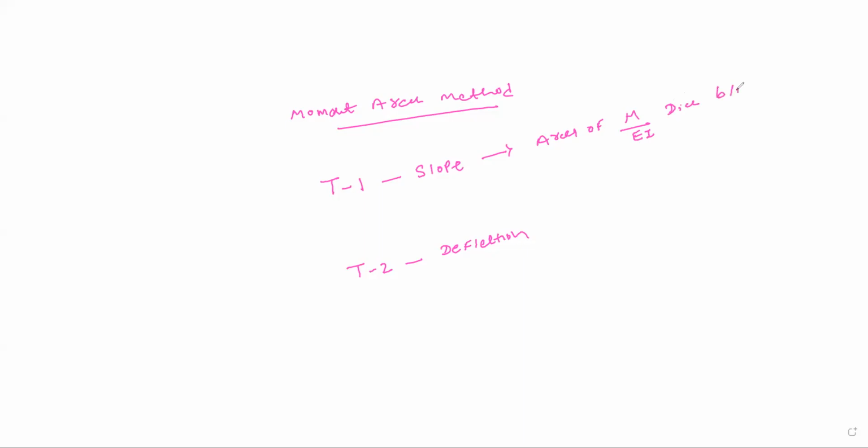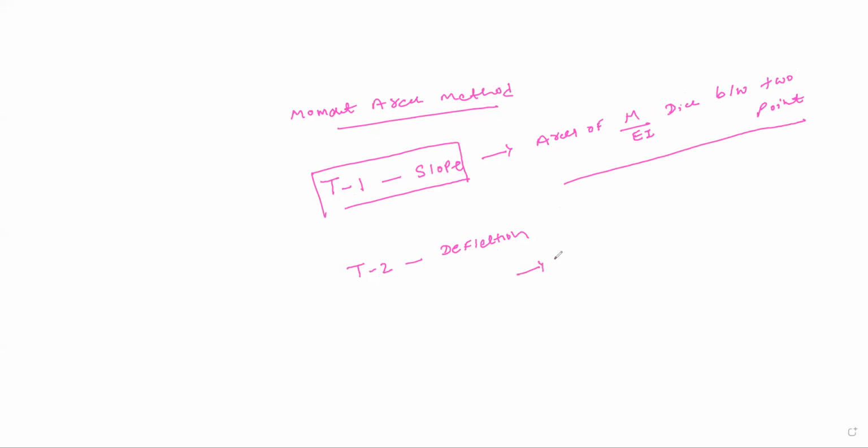Between 2 points. Please note this down. Theorem number 1 is for calculation of the slope. In that case, we will consider the area of the M by EI diagram between 2 points. Theorem number 2 is for deflection.